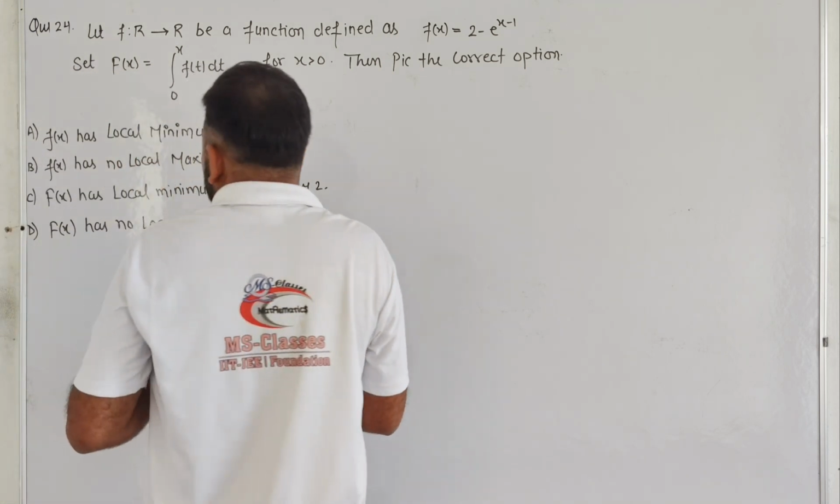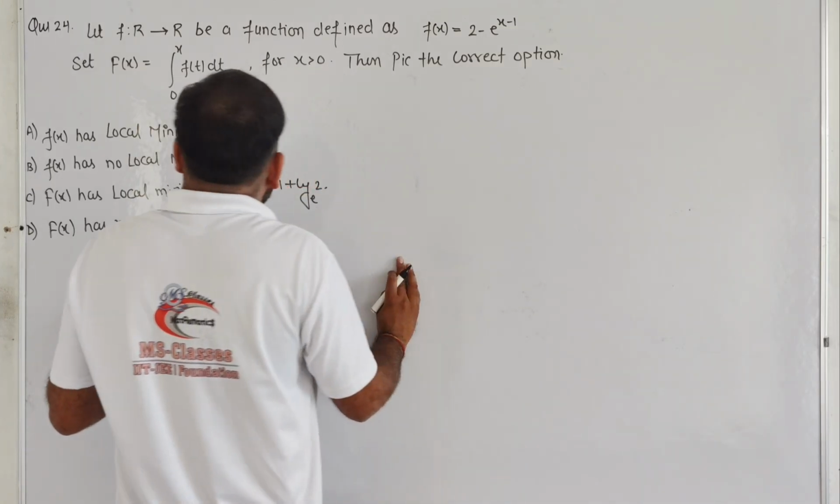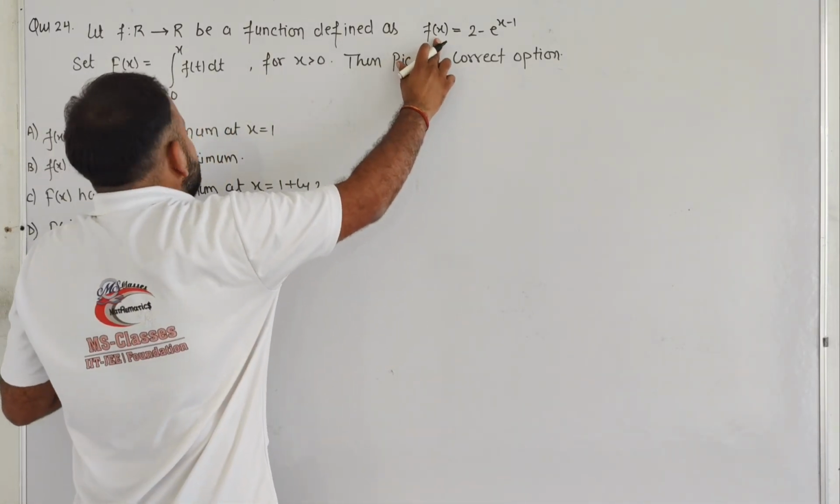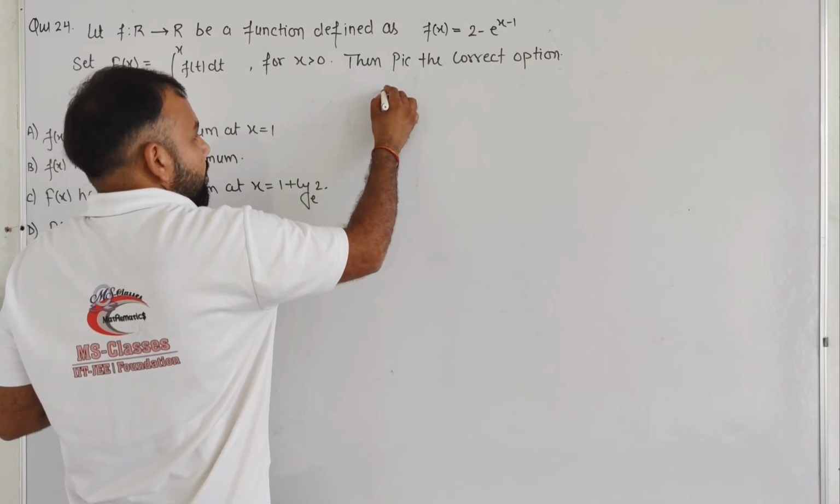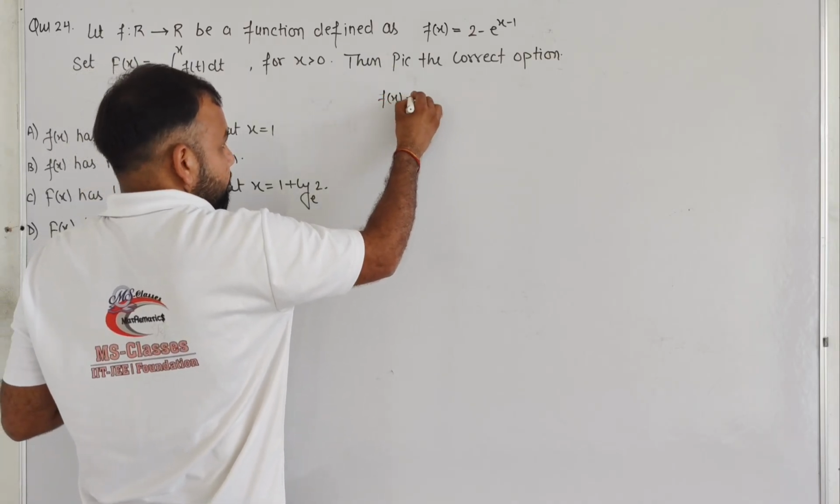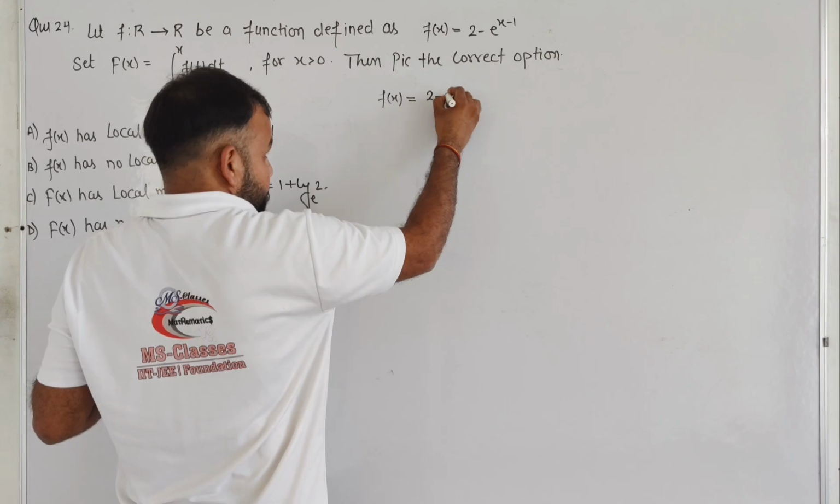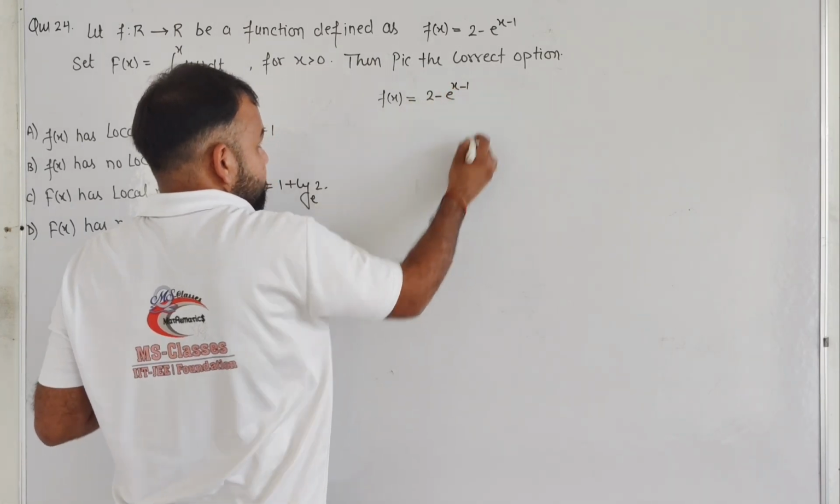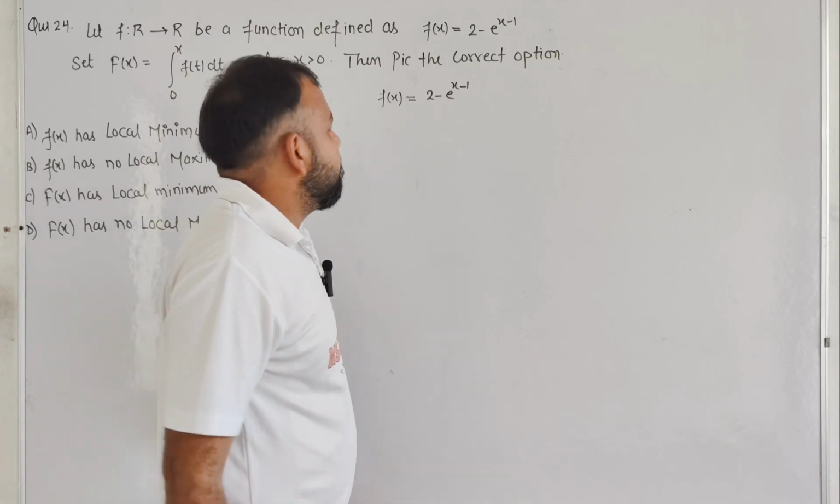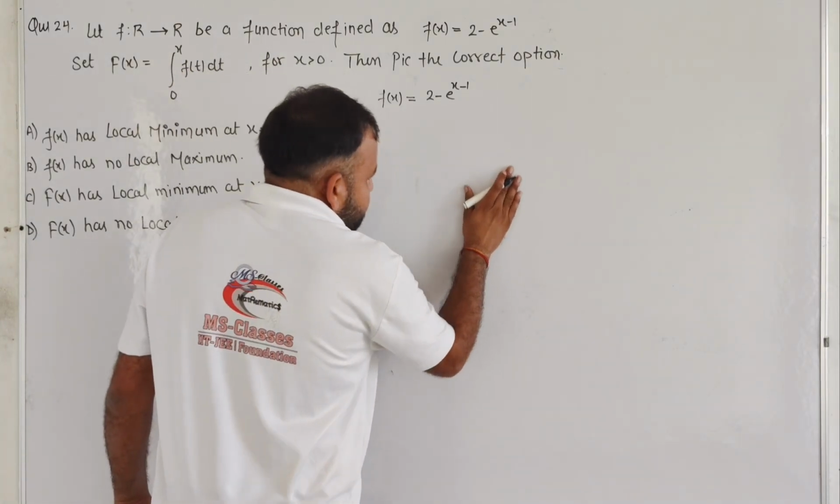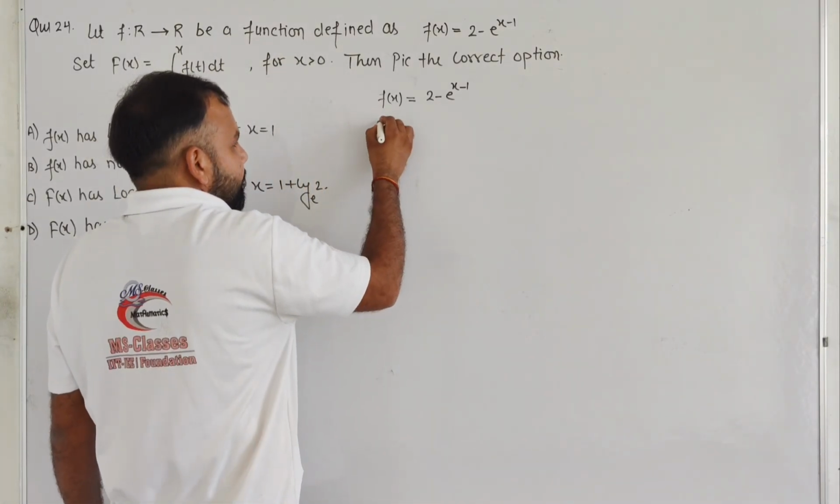So basically, student, you need to check the local maxima and minima of both capital F(x) and small f(x). First of all, I am going to start with small f(x). Small f(x) is 2 times e to the power x minus 1. And you know that for local maxima and minima, you need to calculate the derivative of the function.